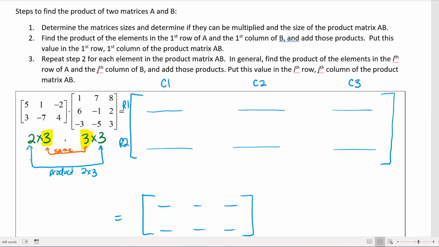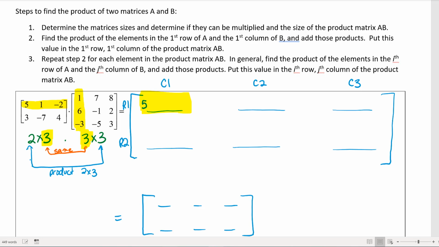So when I'm trying to find row 1 and column 1 product in my matrix, I need to follow step 2. Because this is in the first row and the first column, I'm going to use the first row in my first matrix by the first column in my second matrix. So notice I highlighted those values, and then I'm going to use those specific values. I'm going to multiply each of the corresponding elements.